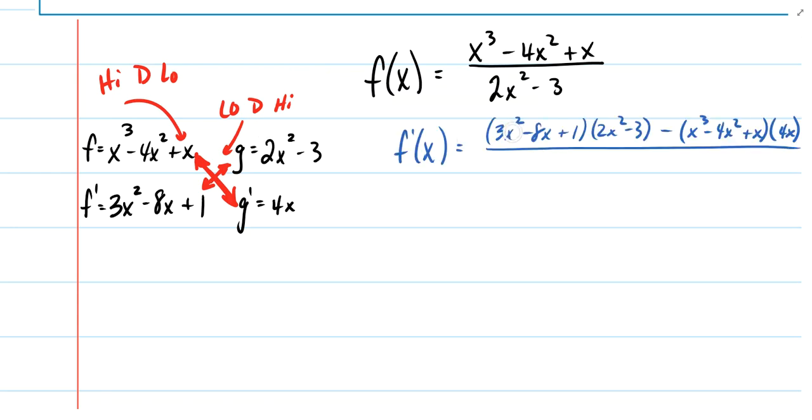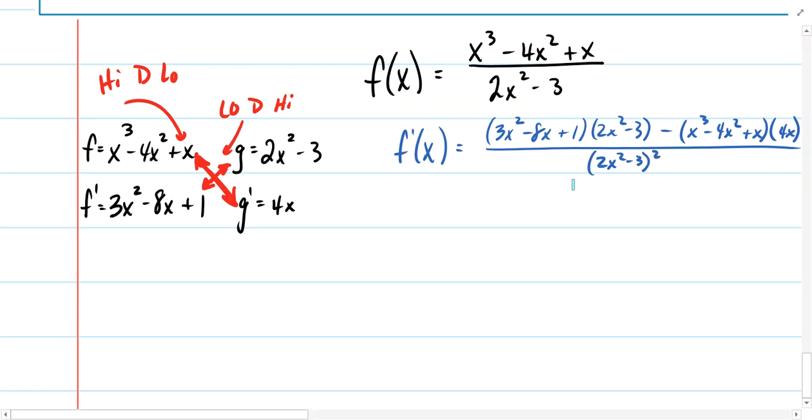Okay, so there we go. The low function times the derivative of the high function. Oops, I was pointing those backwards. Low function times the derivative of the high function minus the high function times the derivative of the low function, all over the low function squared. So 2x squared minus 3 squared.